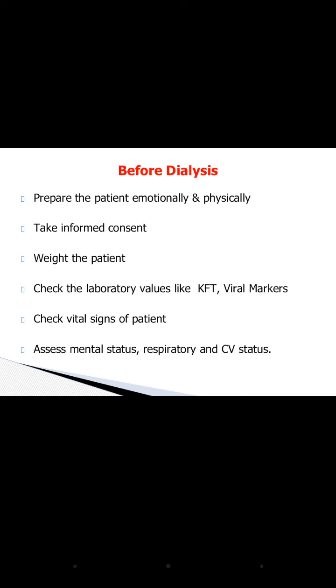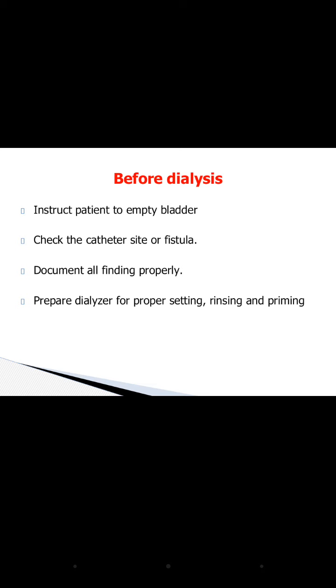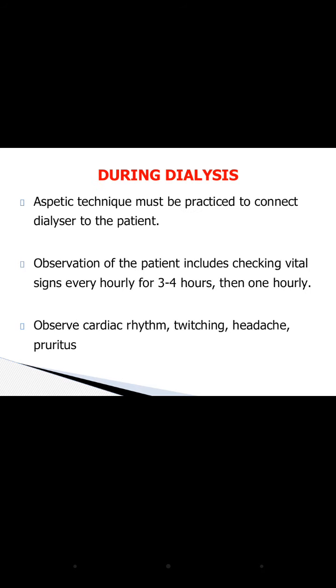Check the vital signs of the patient, especially the pulse rate and the blood pressure. Then assess the mental status, respiratory and cardiovascular status, so that the complications can be prevented. Before dialysis, instruct the patient to empty the bladder, check the catheter site, and document all the findings properly. Then prepare the dialysis machine by using proper setting, rinsing and priming. During dialysis, maintain aseptic technique when you are connecting the dialyzer to the patient's vascular access, whether it is a catheter, a fistula or a graft.